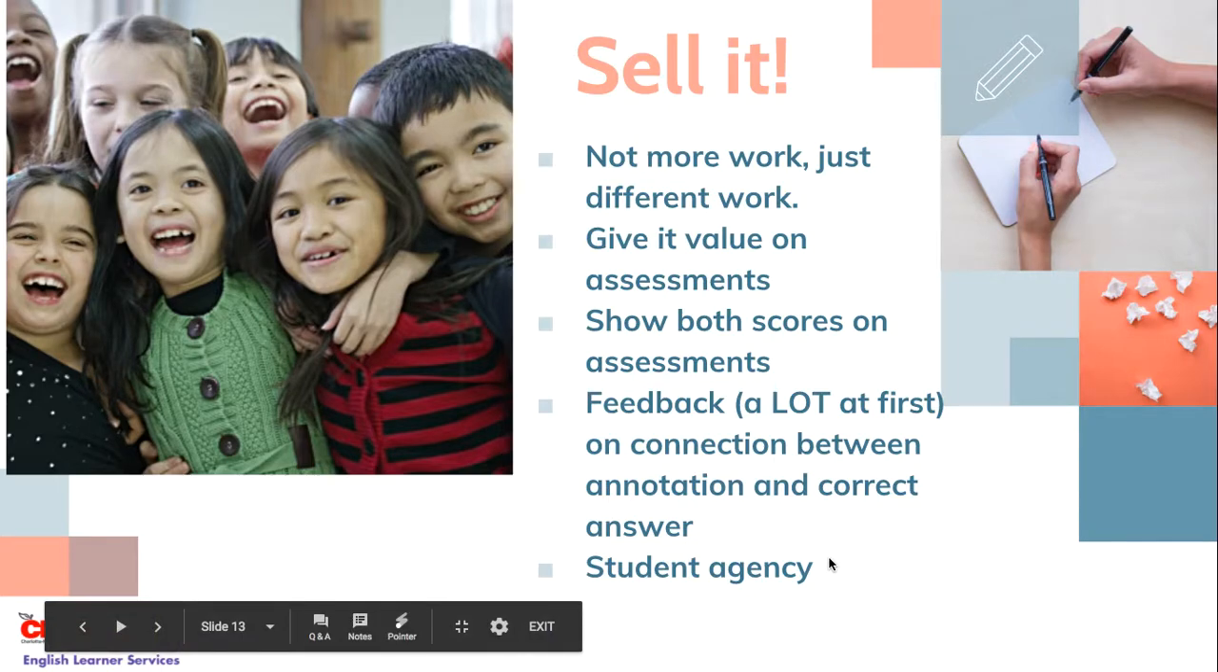But on the EOC, they still did it. And they did it because it wasn't me telling them what to do. They did it because it was their choice. And a lot of my honors kids, who were typically very strong test takers, really enjoyed the ability to come up with their own creative way of annotating the text.